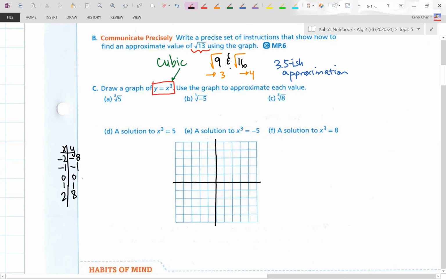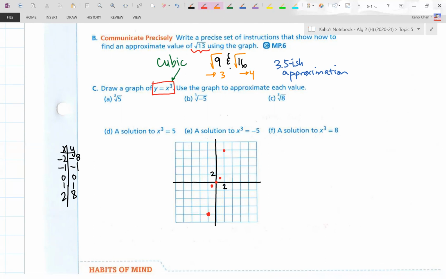We're going to go by 2's on this graph paper because there's not enough room to represent all that, and I'm going to plot those points. This is the cubic function, x to the third. So here we go. Negative 2, negative 8, negative 1, negative 1, 0, 0, 1, 1, 2, 8.